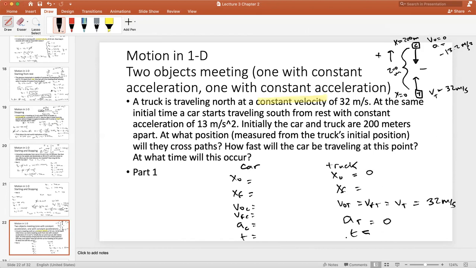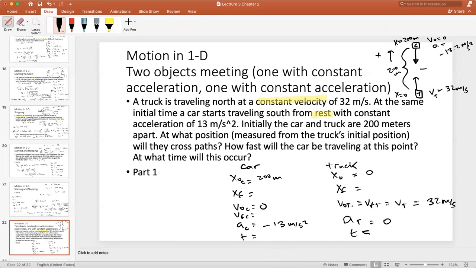I also want it to start initially at 0. The car, on the other hand, is initially going to start at 200 meters. The initial velocity of the car is 0. When we read through this problem, initially, at the same initial time, a car starts traveling south from rest with constant acceleration of 13. But remember, that's a negative 13 meters per second squared. I don't know what V final is. I don't know what X final is. I don't know what X final for the truck is, or T.